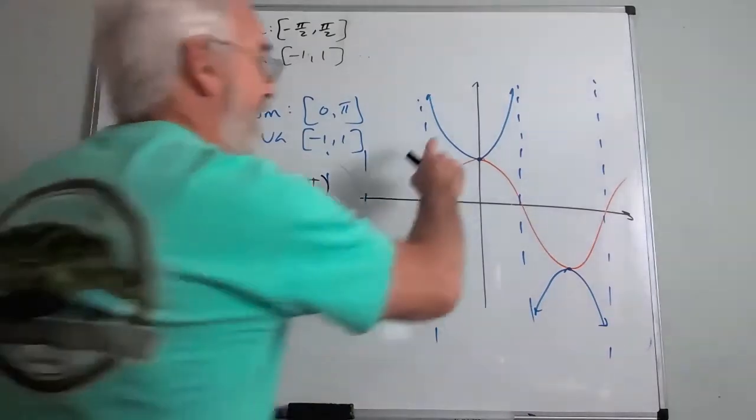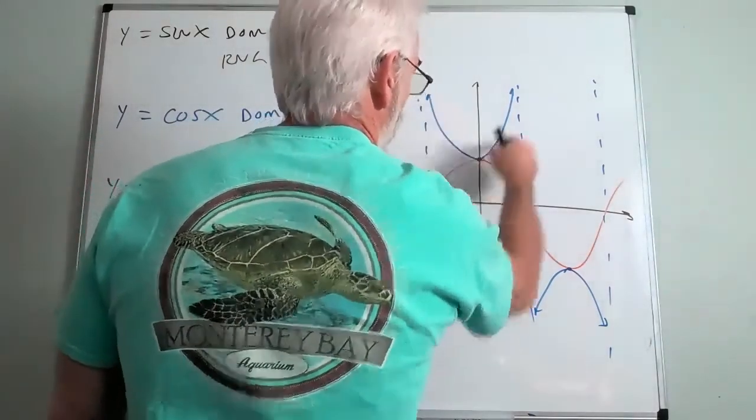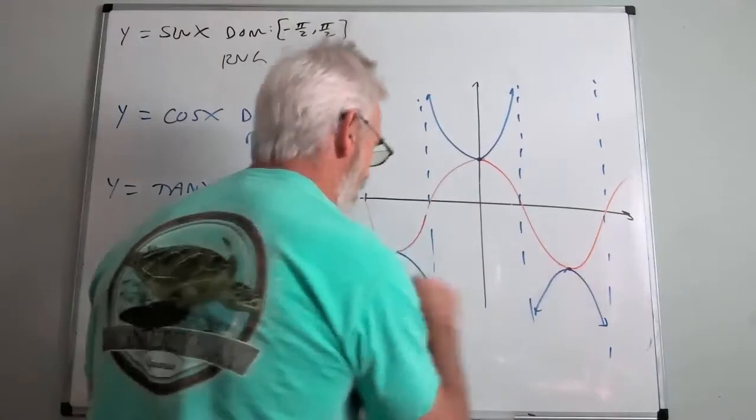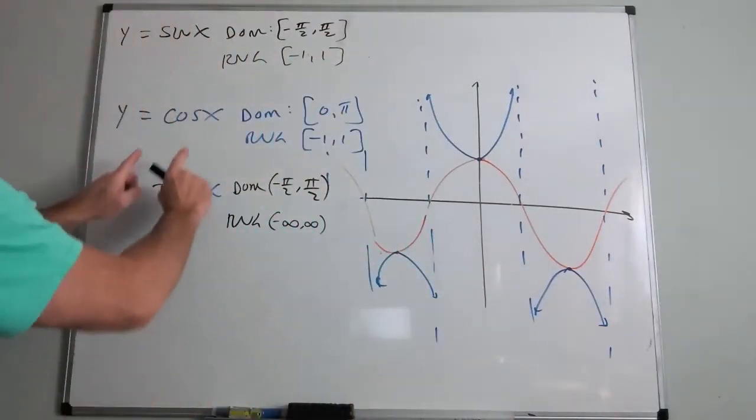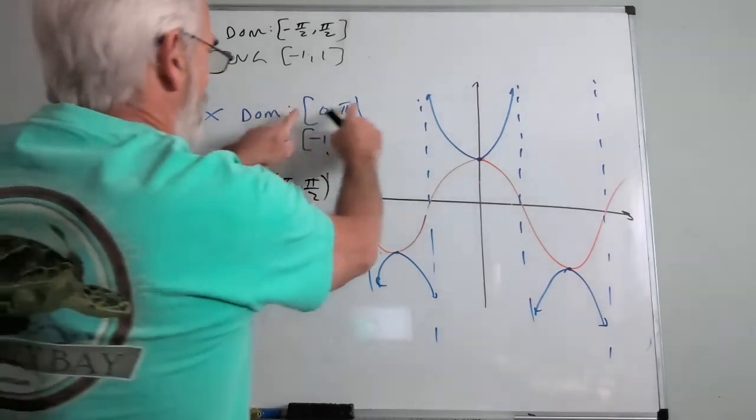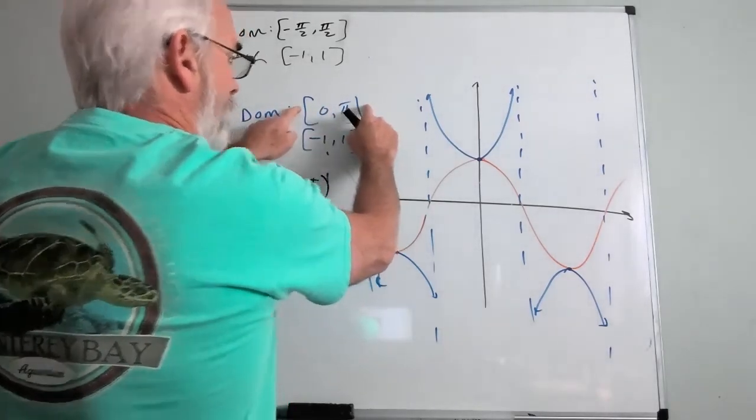So what I need to do is take half of this, either that piece or that piece, and I need to take half of one of these guys. But how do I know which ones to use? We'll go back to the cosine. Cosine is 0 to pi.